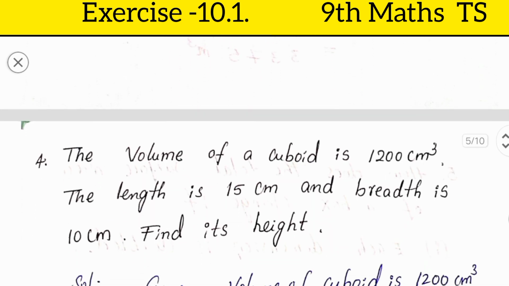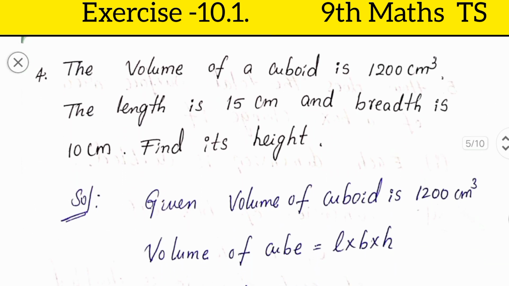Please copy the answer. So next one, fourth question. The volume of a cuboid is 1200 cubic centimeters. The length is 15 centimeters. Breadth is 10 centimeters. Find its height. It is very simple. See once, it is very simple. Why? Because what is being asked here? We need to find the height.